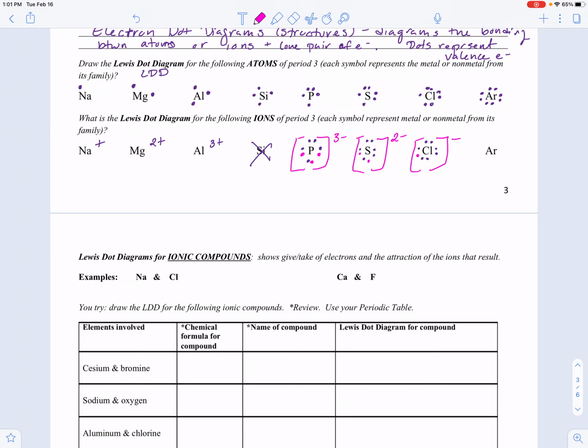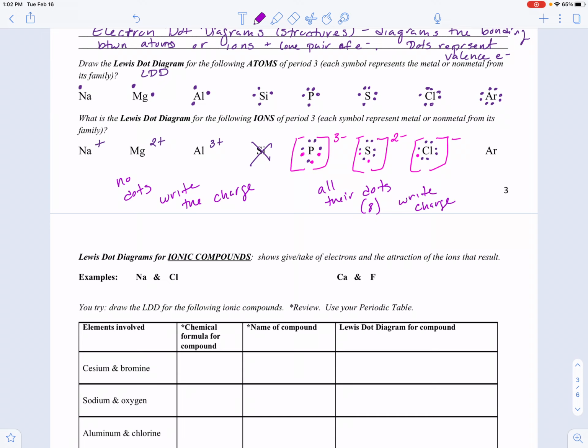So the difference is that your cations will have no dots because they gave all their dots away. And then you're going to write their charge. For your anions, for your nonmetals, what's going to happen is that they're going to have all their dots, which means 8, except for, again, helium, that's the exception. So all the valence dots, and then you're going to write the charge.